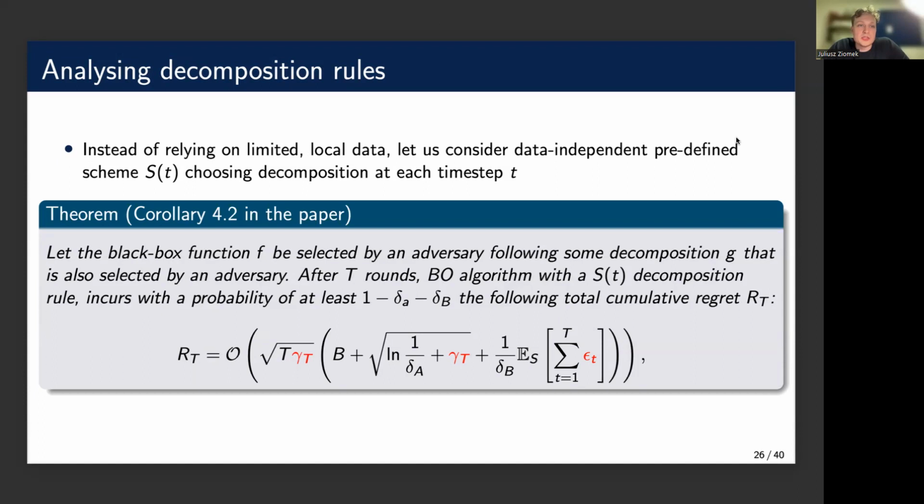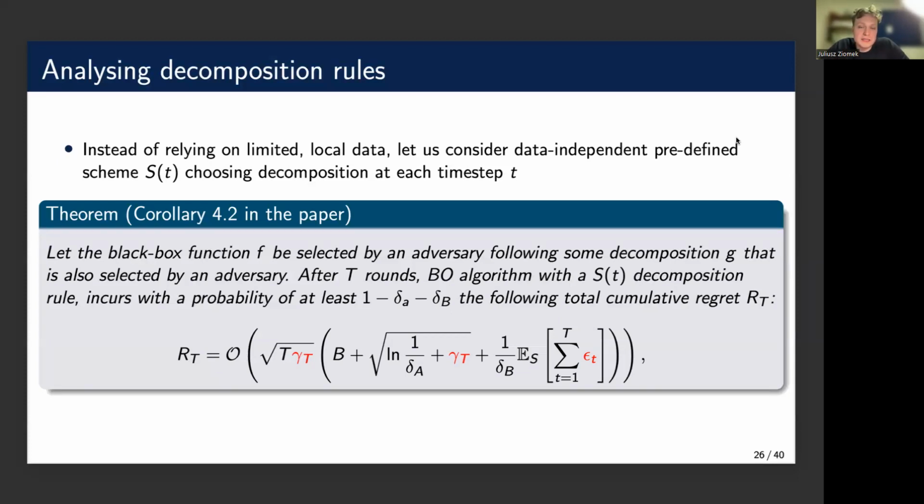What we show in the paper is that if you let an adversary select a black box function, and this adversary might be trying to exploit your algorithm, and you also let this adversary choose the decomposition that the function follows, then after t rounds, if you run a Bayesian optimization algorithm with some fixed decomposition proposing scheme, which we denote S_t, then with high probability we obtain the following regret bound, shown below.